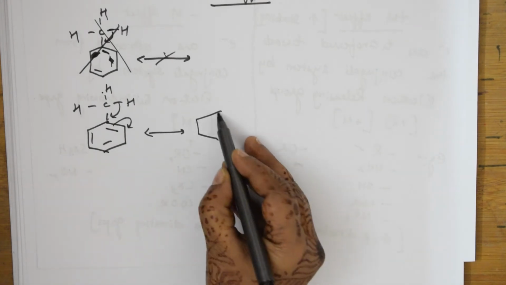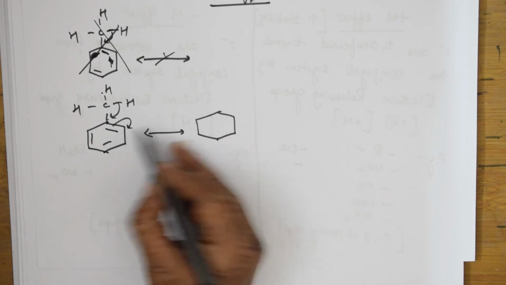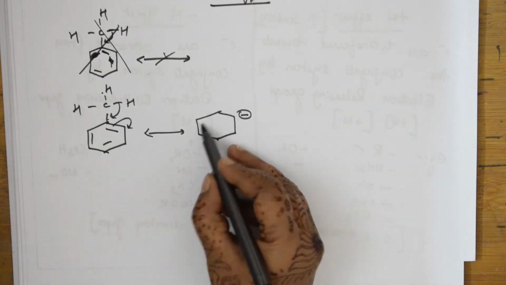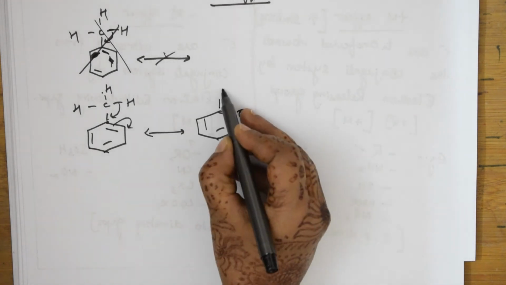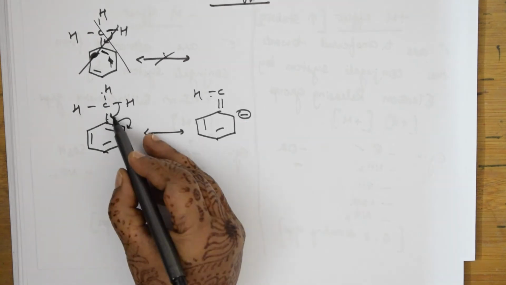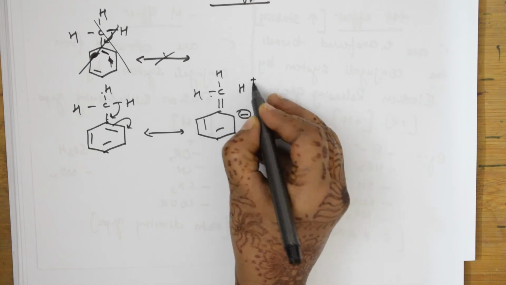How does this look? This bond is going to shift. The electron density shifts here. At the ortho position, you get minus. Fine, done. So here, let me finish this. This has become a double bond because the pi bond, the sigma bond, has shifted here. Hydrogen, and this is plus.